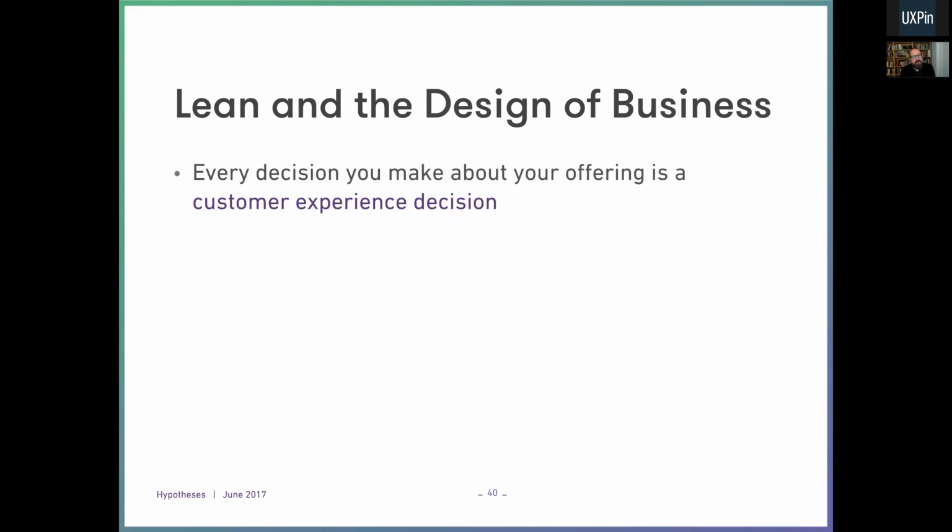And the reason we want to do this cross-functionally is that every decision that we make about our offering is a customer experience decision. I'm a big reader of the New York Times app on my iPhone. I'm a New Yorker, and I've always read the New York Times, and when the New York Times released their first app for the iPhone, I was very, very excited. I downloaded it. I enjoyed it.